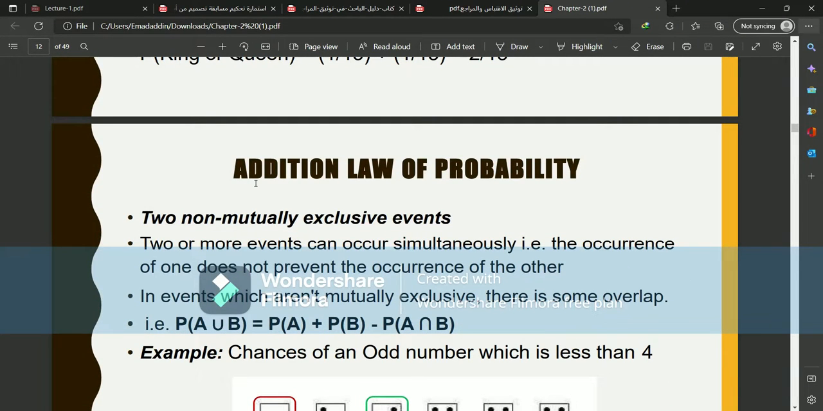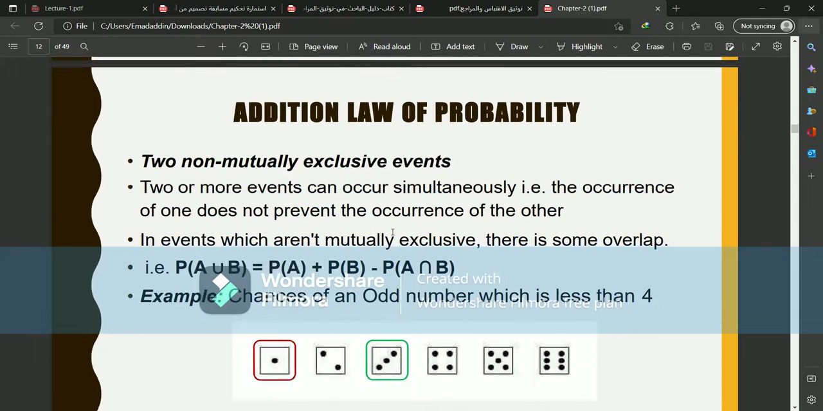The addition law of probability, for events that are not mutually exclusive. Two or more events can occur simultaneously. For example, the occurrence of one does not prevent the occurrence of the other.